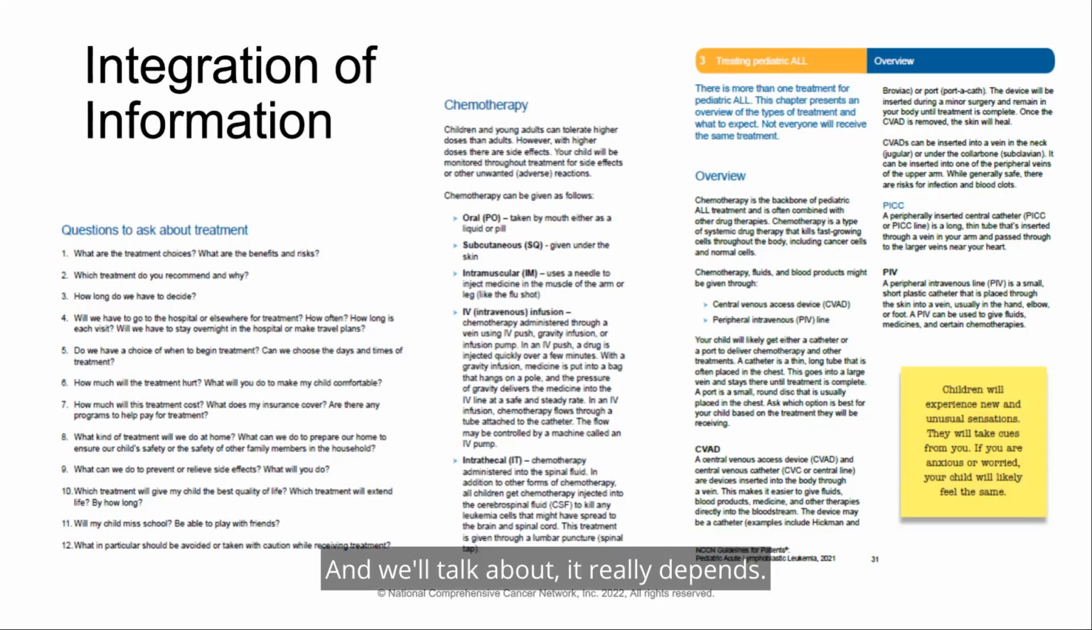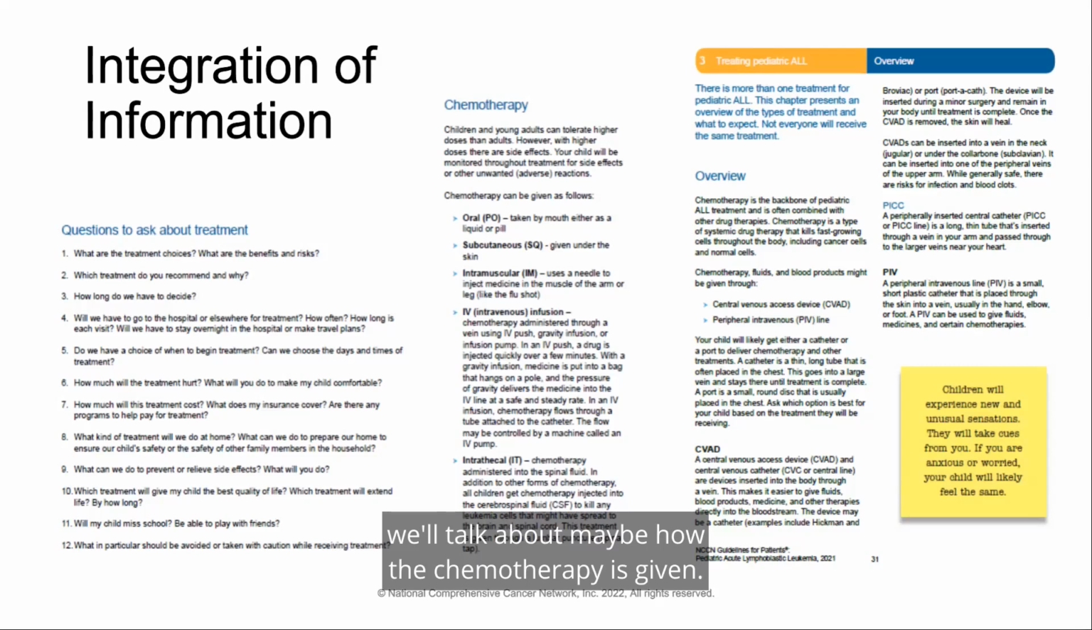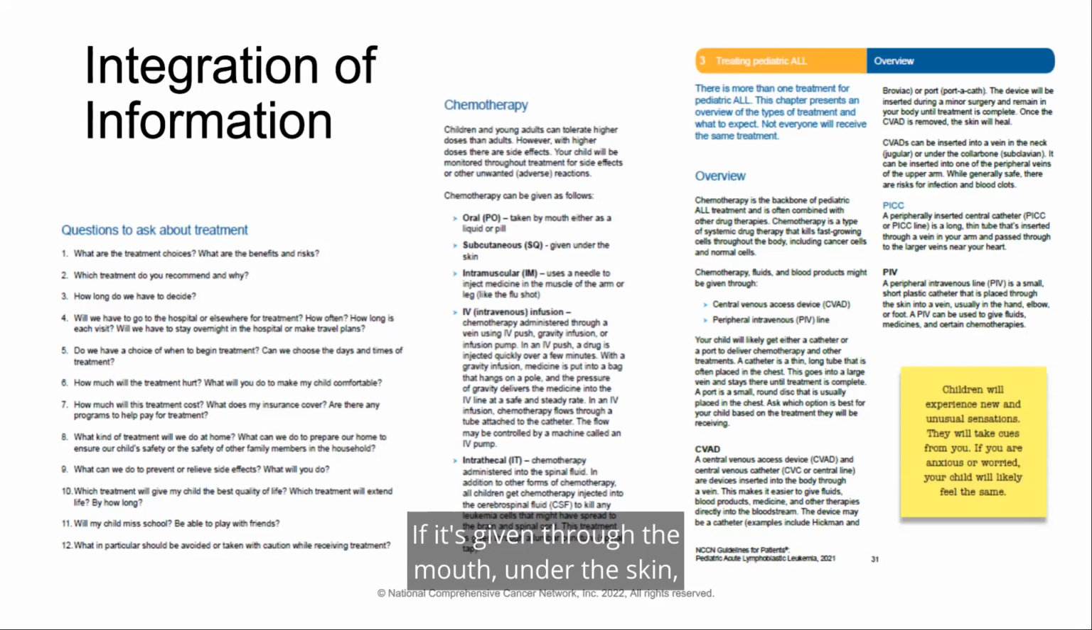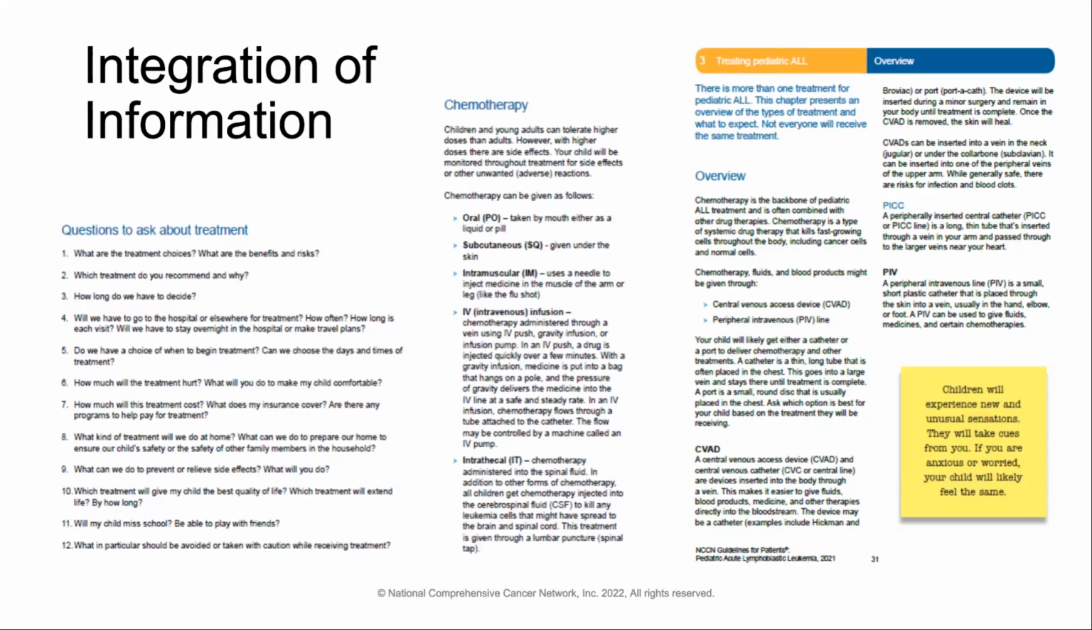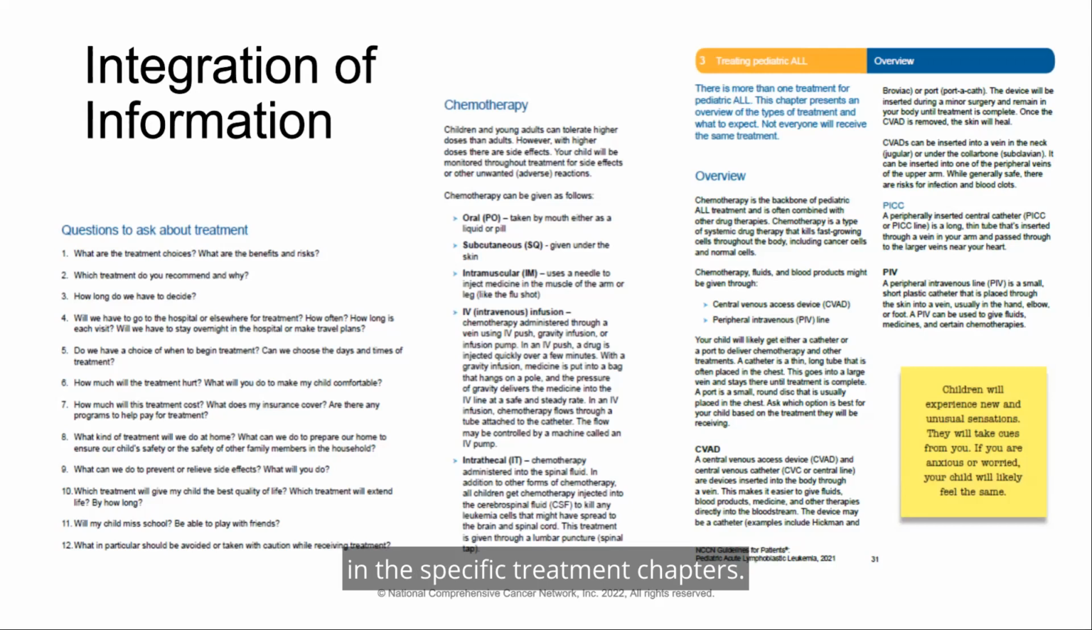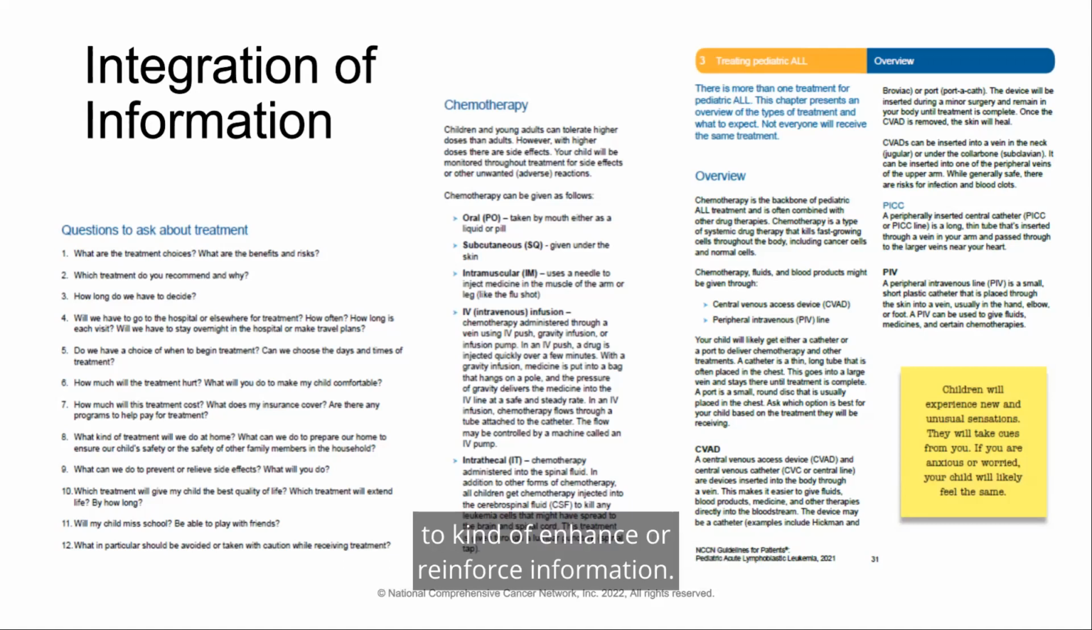It really depends. You'll see that there are bullet lists. We'll talk about maybe how the chemotherapy is given, if it's given through the mouth, under the skin, under the muscle, or through an infusion. We just make sure that this information is repeated. So you're going to hear it in the overview of treatments, and then you're going to hear it again in the specific treatment chapters. And then, as I mentioned, we use some sticky notes or sidebars to enhance or reinforce information.